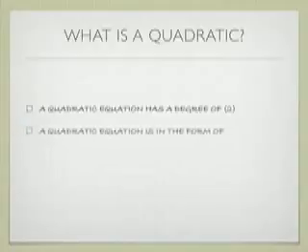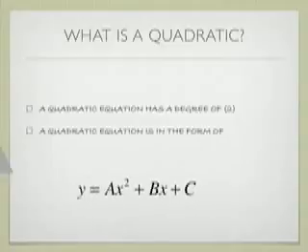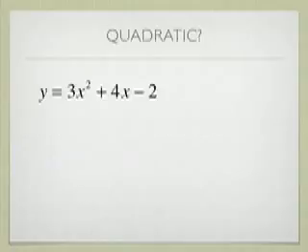So a quadratic equation is going to be in the form of y equals ax squared plus bx plus c, but it's that exponent of 2 that makes it quadratic. The ax squared is your quadratic term. That is important. So look at this equation. Is it quadratic? Y equals 3x squared plus 4x minus 2.